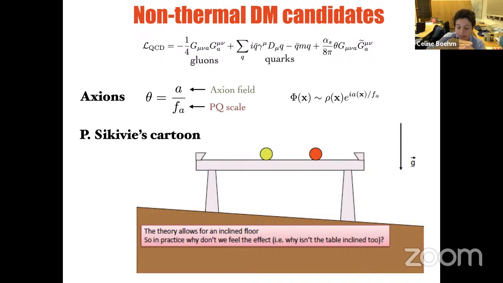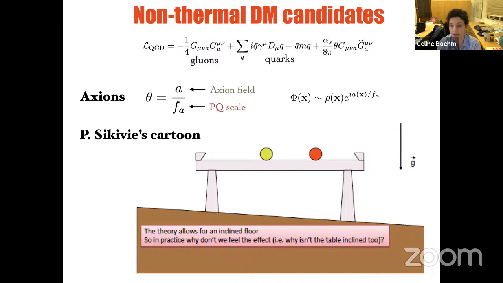We could have felt the inclination. So there is something, a mechanism, which is actually making sure that you don't feel this term. In this case, this is called the axion. The axion field is related to the term theta by the axion field divided by a scale at which you have this breaking of symmetry, the Peccei-Quinn symmetry. The scale at which it happened is f_a.